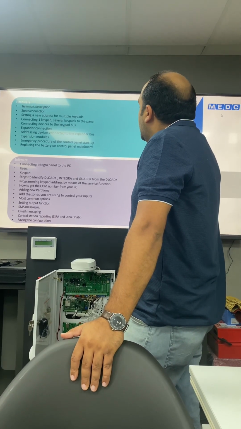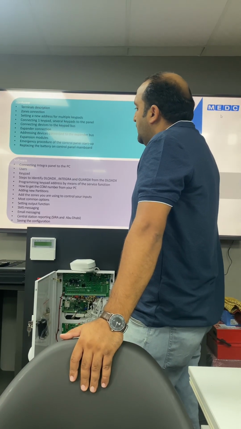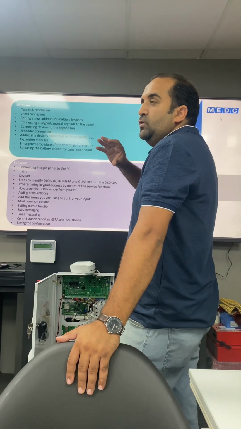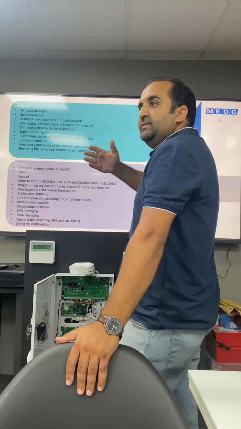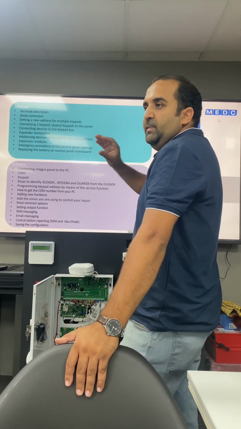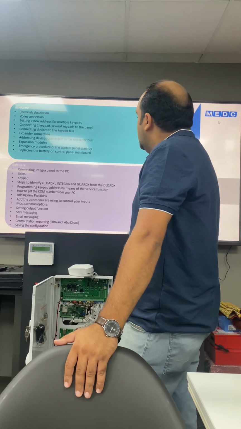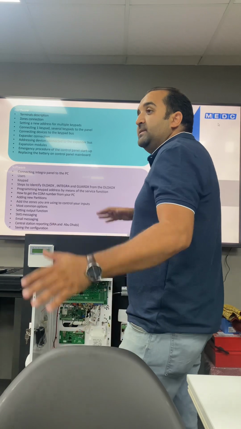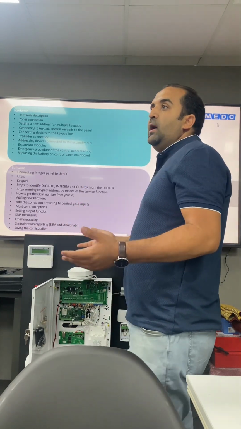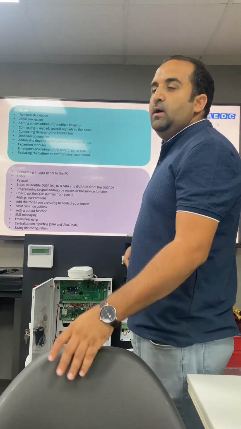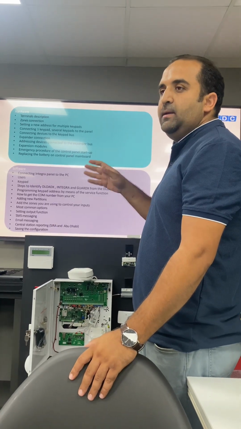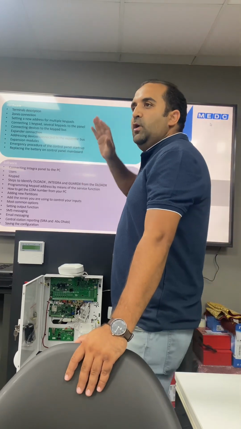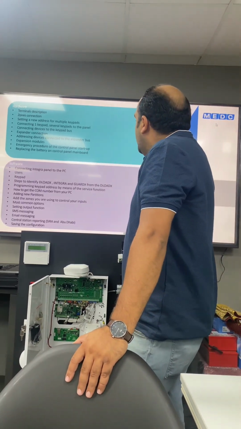Then how to add the partitions, because if you have a big organization, you can make partitions. You can monitor the first floor separately from the second floor, separate from the third floor. You can make groups or partitions. Then you can arm and disarm as partition. For example, if you don't want to arm all the buildings, you want to make partition arm for one partition. You can do it, ignoring the other partitions.